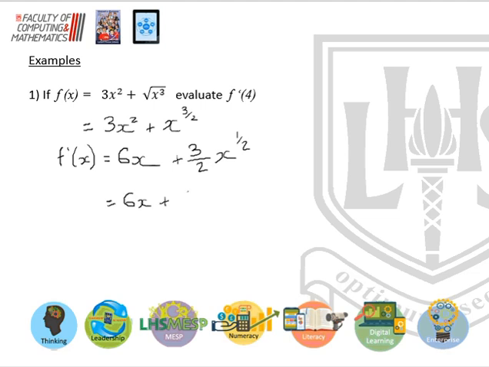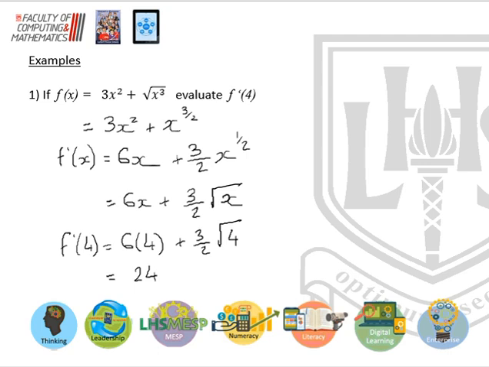Okay, because that's a power of a half, and I'm about to substitute something in, it would be nice to have that rewritten as a square root. Then f dash 4 just means to that differential, I'm substituting in 4. So 6 times 4 plus 3 halves times root 4.